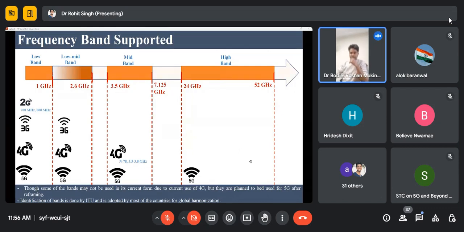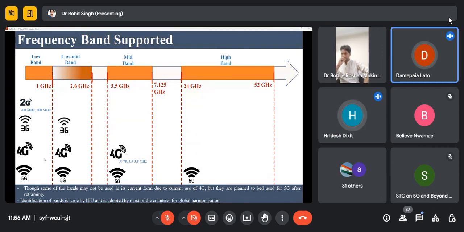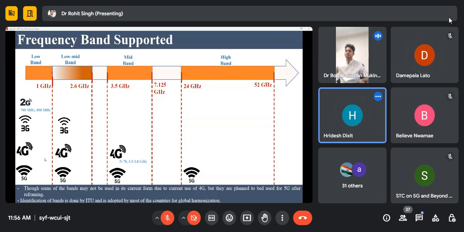So you may wonder, if we have this much bandwidth availability, why are we looking at the possibility of using this low band and low mid band for 5G applications? Can anyone answer this question? Why are we still looking for lower frequency bands if we have such wideband available? Anyone? For coverage? Yes, sir. Please say.